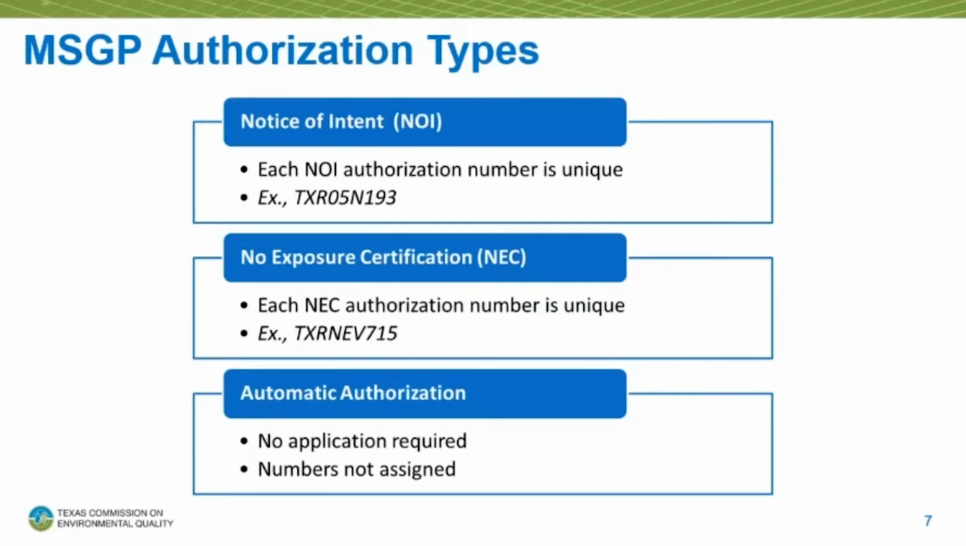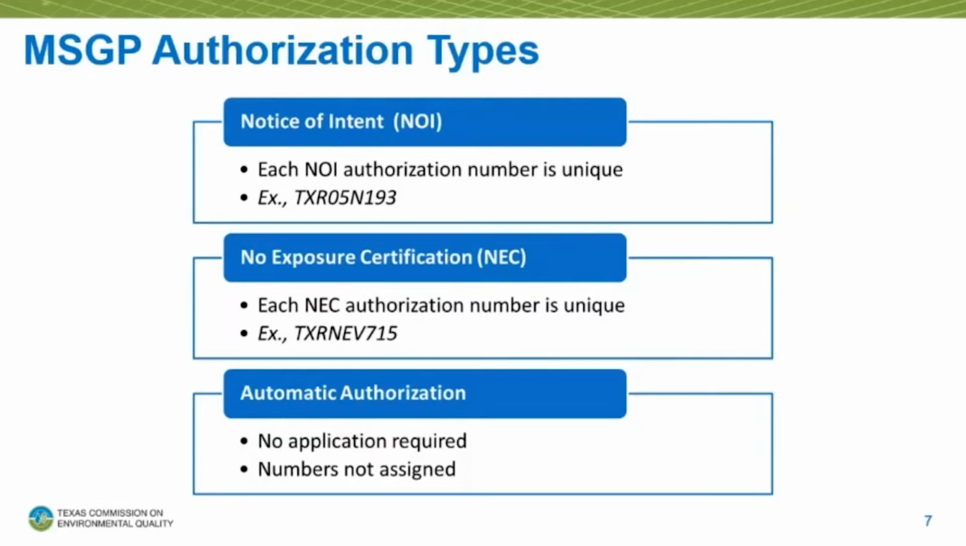And so if somebody applies for an NEC, they too get a specific authorization number, but this time it's going to start with TXRNE, and then it'll get their 4-digit alphanumeric code that's specific to that facility. And then the third and final authorization type is automatic. And for the automatic authorization, we don't require an application because it's automatic. And then because we're not getting an application, we're not assigning a specific authorization.